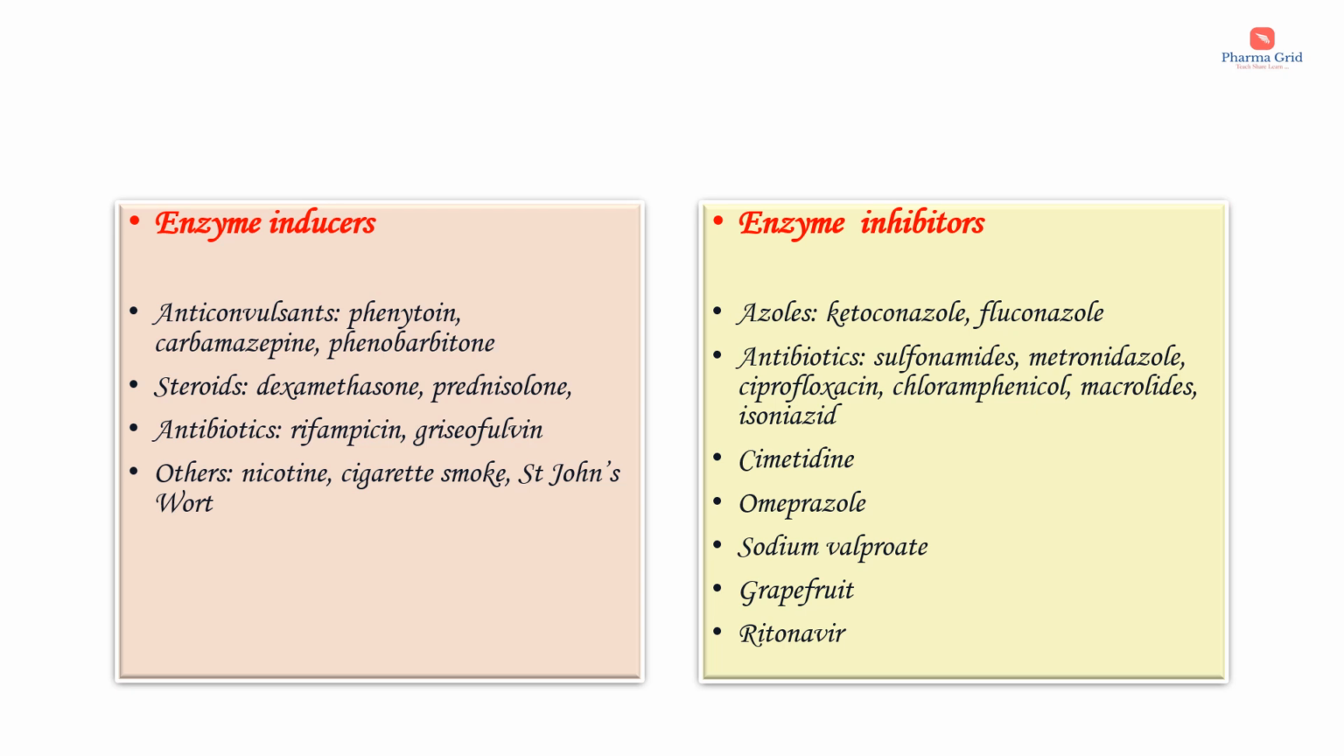Then enzyme inhibitor examples include azoles, which includes ketoconazole and fluconazole. Then antibiotics including sulfonamides, metronidazole, ciprofloxacin, chloramphenicol, macrolides and isoniazid. Then cimetidine, omeprazole, sodium valproate, grapefruit, ritonavir.